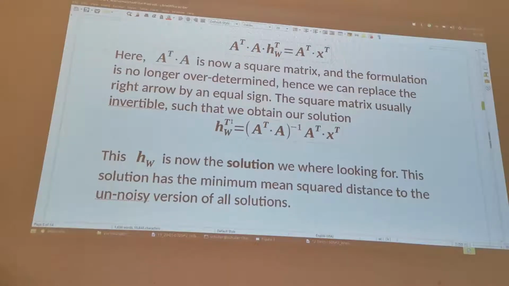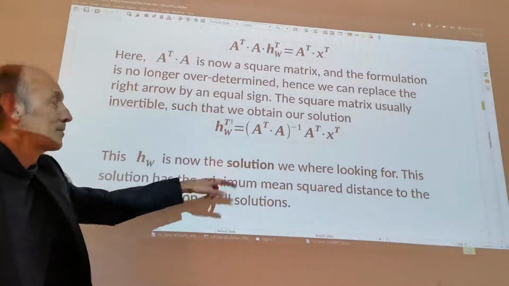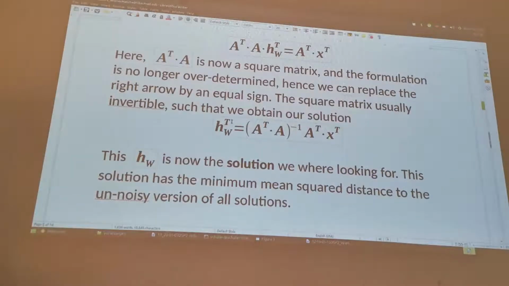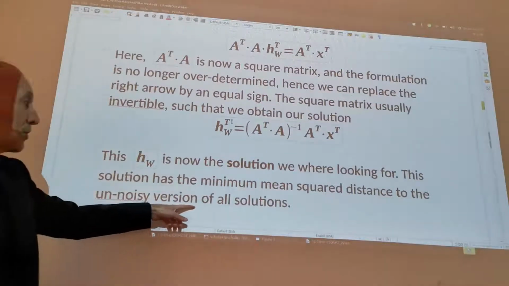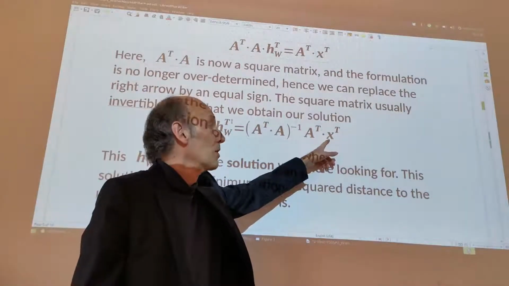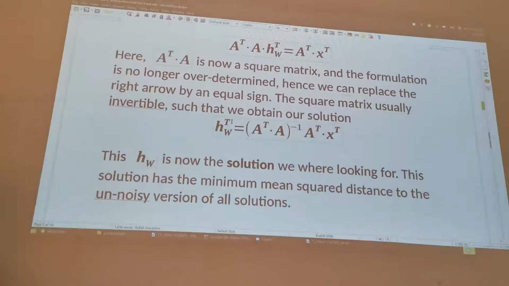Yeah. So now we have a solution, right? The solution that we're looking for. And this solution has the minimum mean squared distance to the unnoisy version of our signal. So now we are as close as possible to this x, the clean signal. And this is what we wanted to have. And this shows why it's helpful to have this mean squared error distance, because it allowed us to use the Moore-Penrose solution. It's easy, right? Without numerical optimization, now we have a closed form solution.